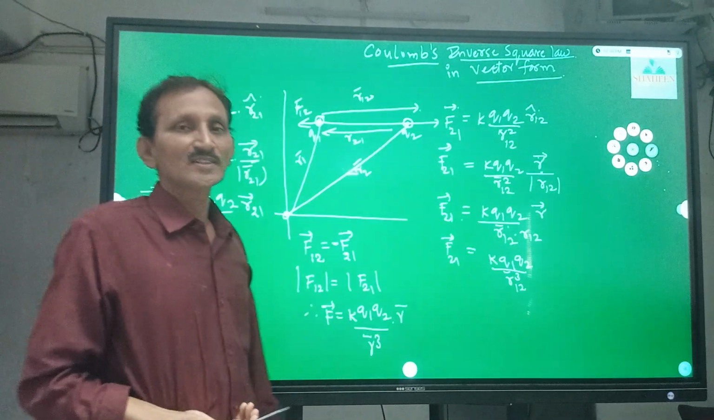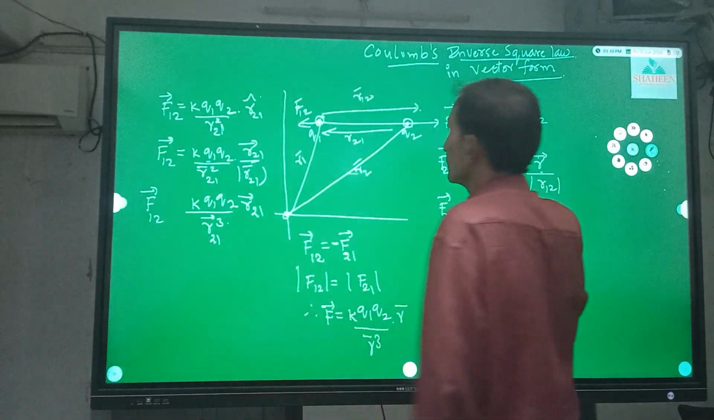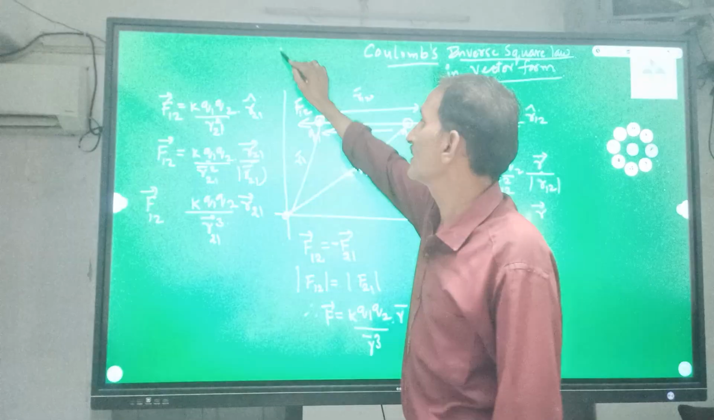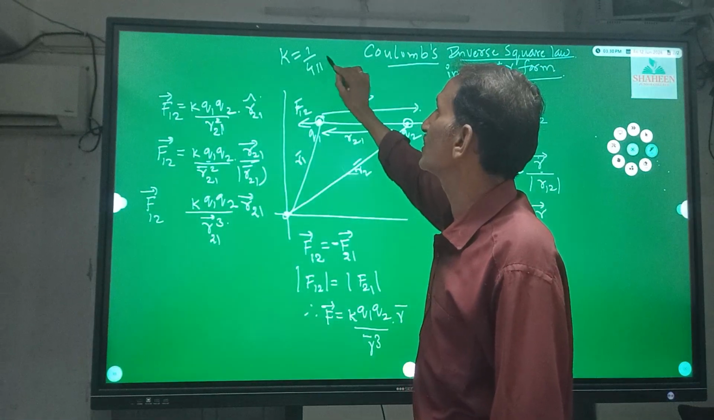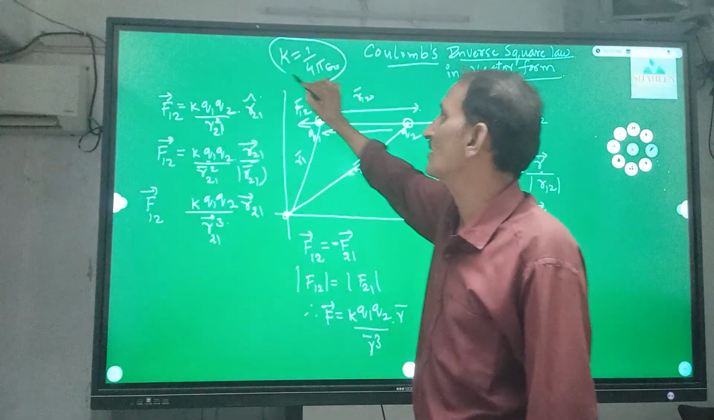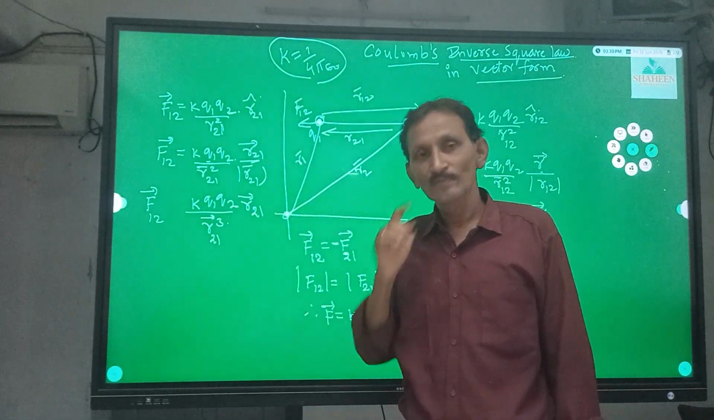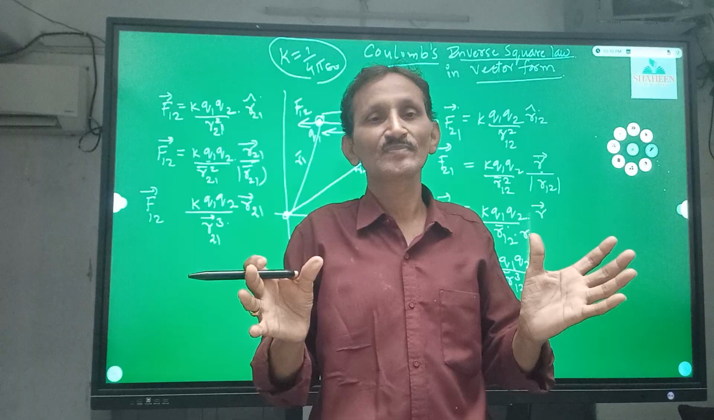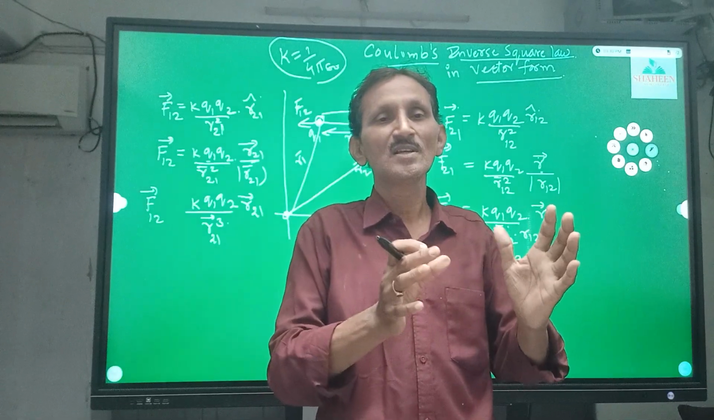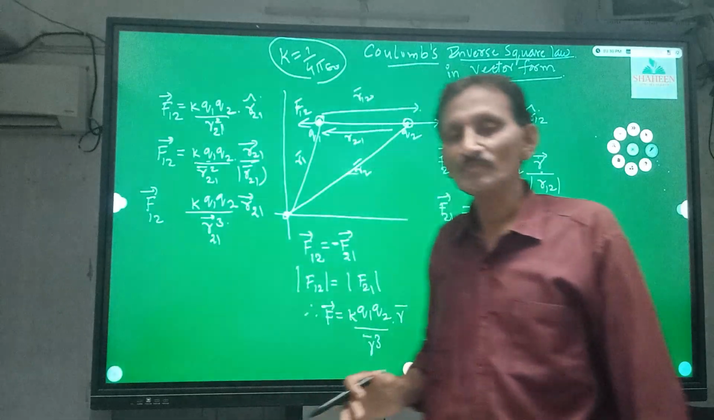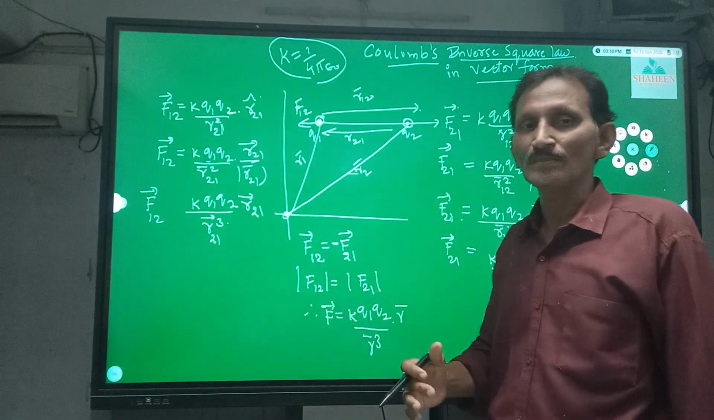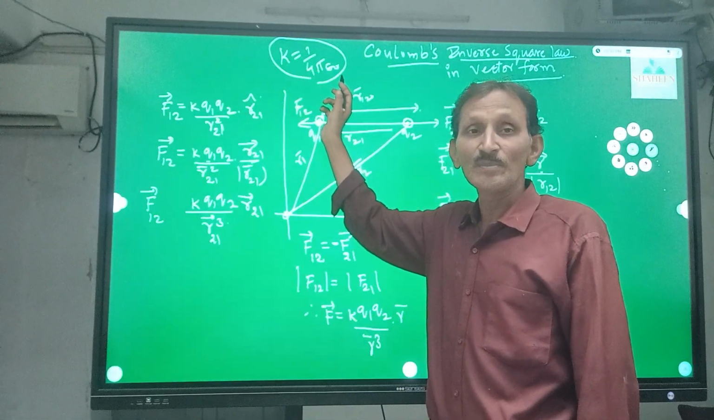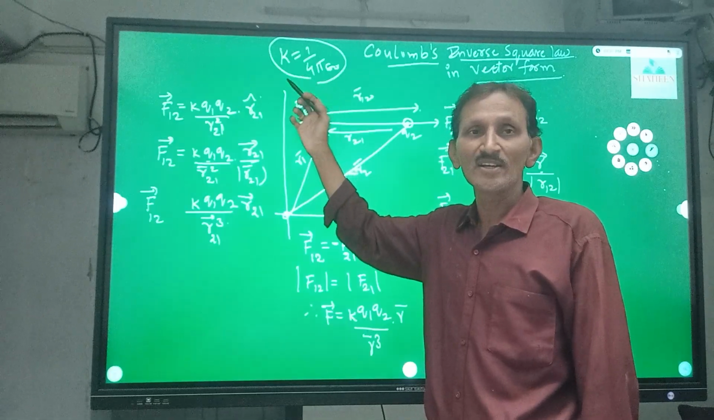Now you know very well Coulomb's inverse square law: F is equal to K Q1 Q2 by R squared, where K is a proportionality constant, 1 by 4 pi epsilon naught. This is the permittivity of the medium in which the attraction or repulsion force exists. The capacity of the medium to allow these attraction or repulsion forces through it is called the permittivity of the free space or any other medium.